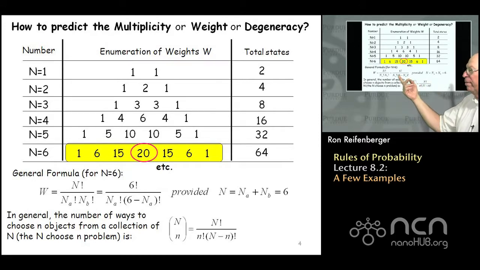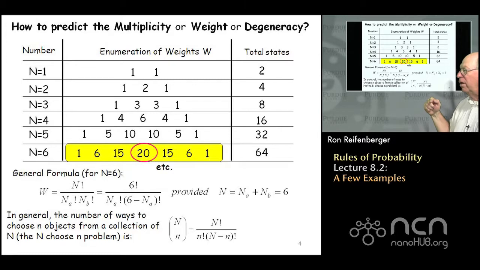The more general formula I've got written down here is the multiplicity for pulling n sub A red marbles and n sub B blue marbles out of the hat. So n sub A is the number of red marbles you pull out, n sub B is the number of blue marbles you pull out, and n is the total number of marbles that you're pulling out. So for instance, just to illustrate this, let's pick the case n equals 6. n equals 6 means we're pulling 6 marbles out of the hat.